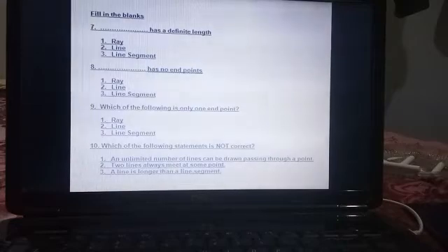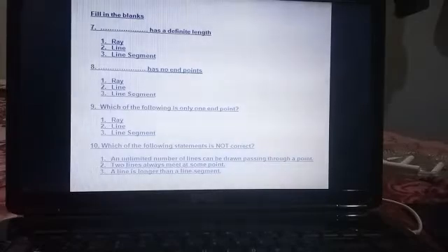Now here fill in the blanks. In the blank place, dash dash has definite length. A ray goes in one direction infinitely, so it does not have a definite length. A line extends in both directions infinitely, so it cannot have a definite length. Therefore, the right answer is line segment. A line segment has a definite length.